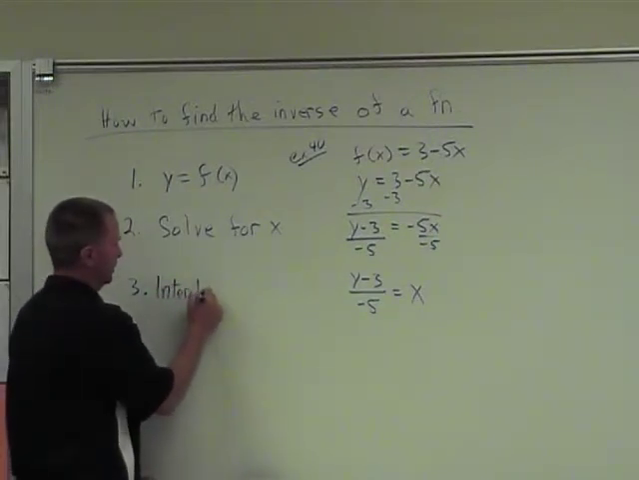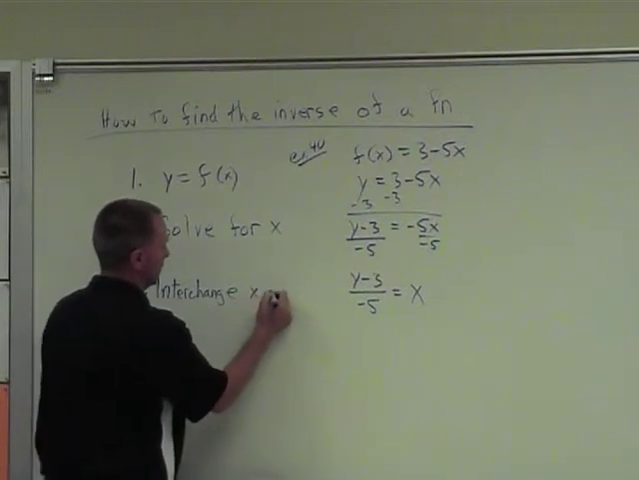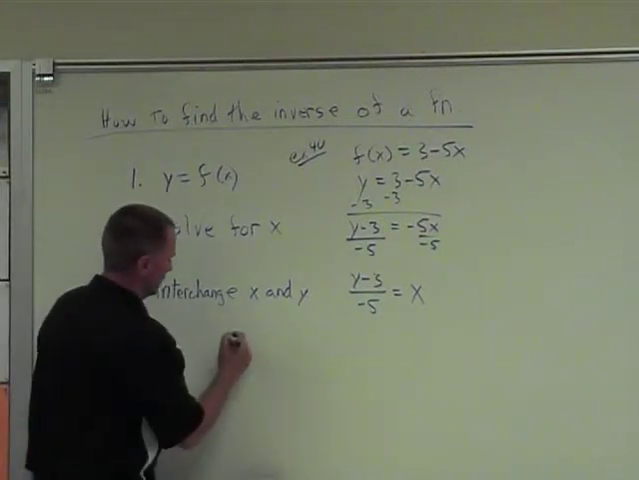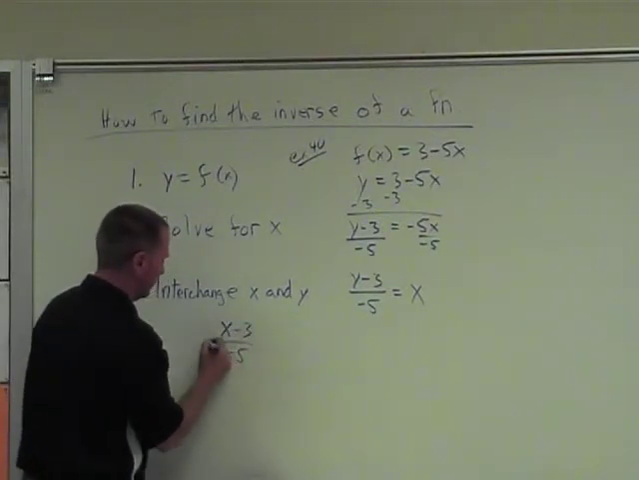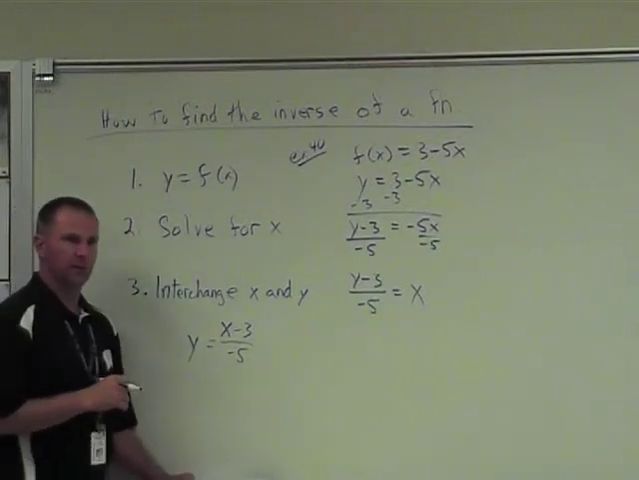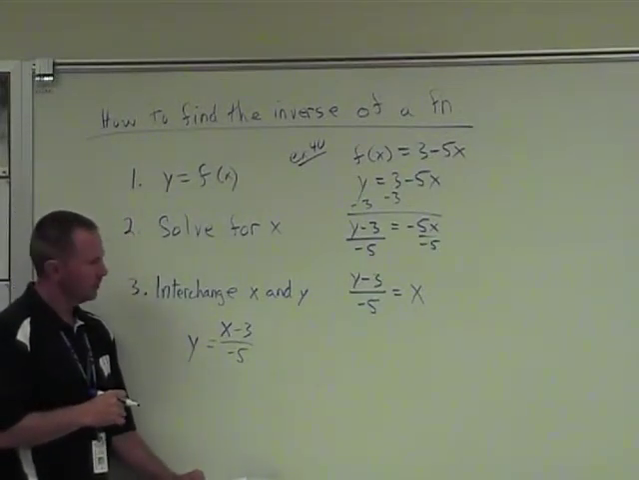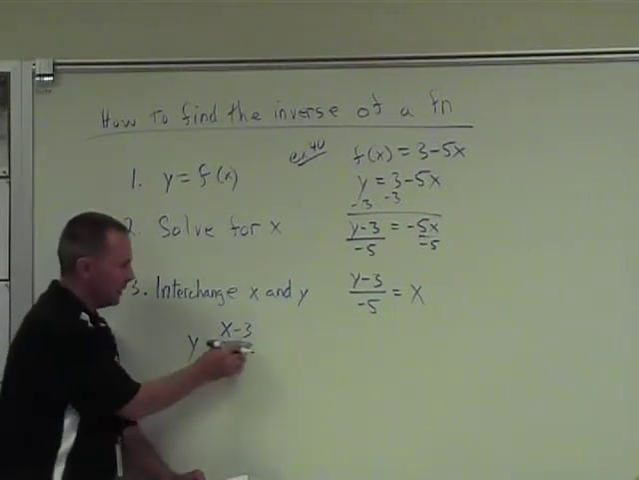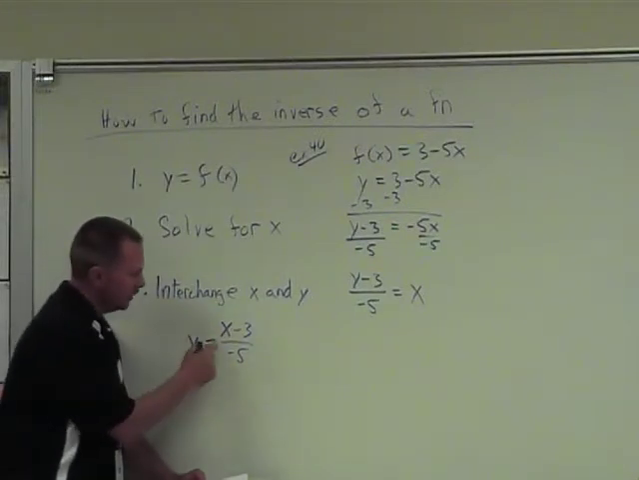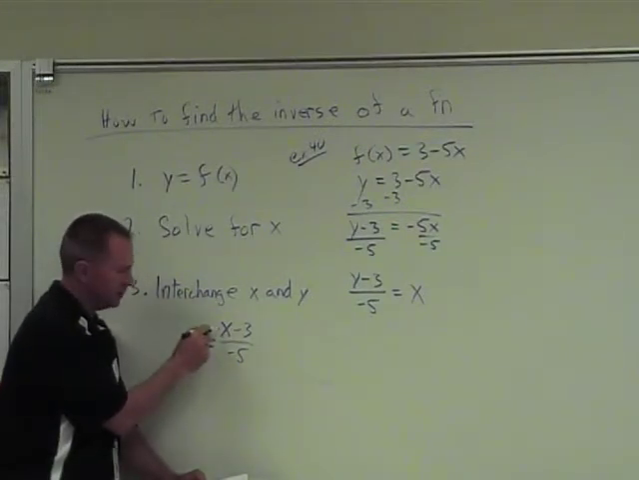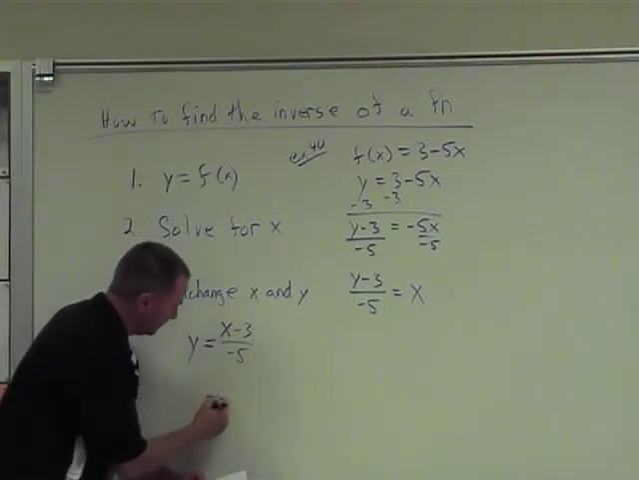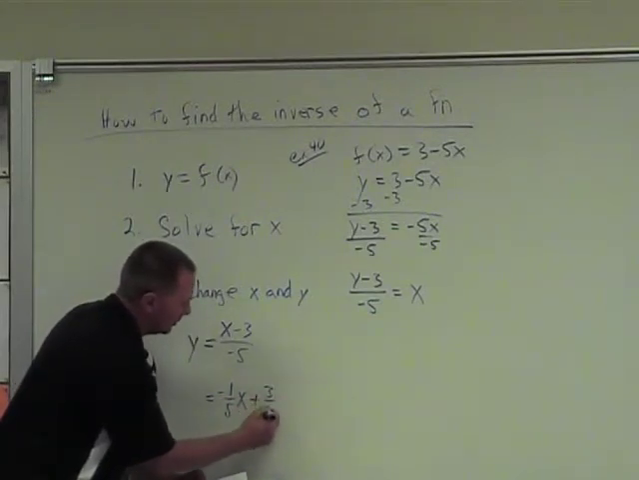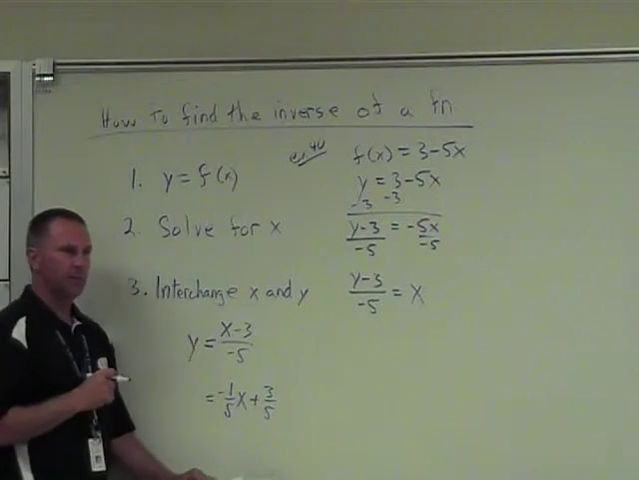Interchange x and y. Or switch x and y. So x minus 3 over negative 5. Now I'm just going to put the y on the left side because that's where we're used to it. Okay. All I did was switch x and y. That's the last step. And then if you have a complex fraction like this, let's split it apart. What's the number in front of the x here? So this is really negative 1/5 x. And that's going to be plus 3/5. So negative 3 over negative 5 is positive 3/5.